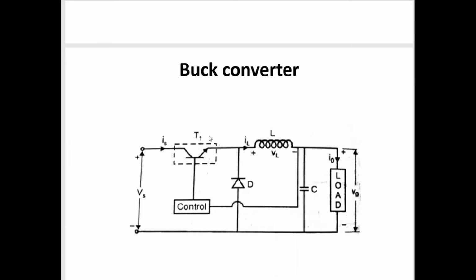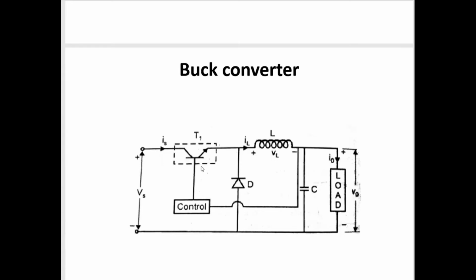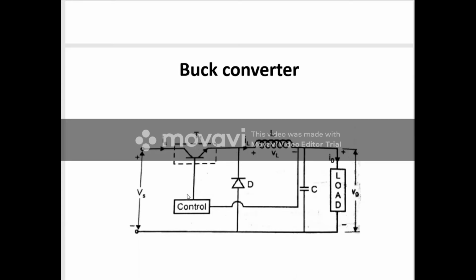Transistor T1. This transistor may be a transistor, or a MOSFET, or an IGBT. Any power device we can use as a switch. This is the transistor we are using. And in order to control this transistor, that is, to switch it on and off, we have to give some control signal to the base of the transistor. So this is the control unit.